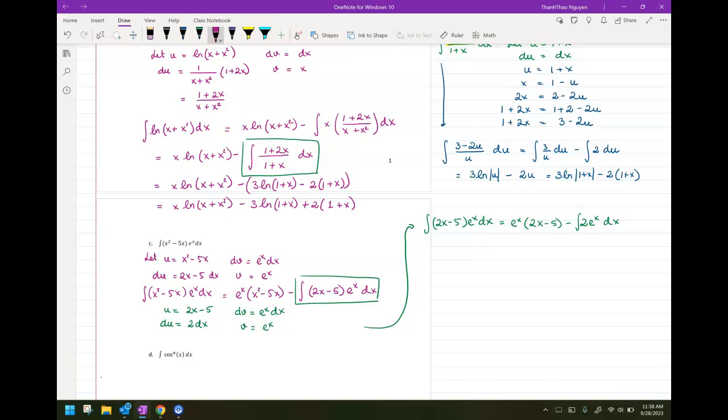So then this whole integral, let's call this star, becomes e to the x times x squared minus 5x minus e to the x times 2x minus 5 plus the integral of 2e to the x. So here we have e to the x times x squared minus 5x minus e to the x times 2x minus 5 plus 2e to the x plus c.